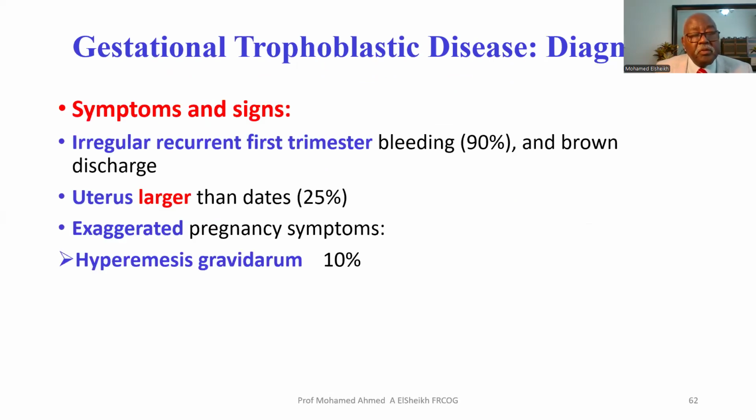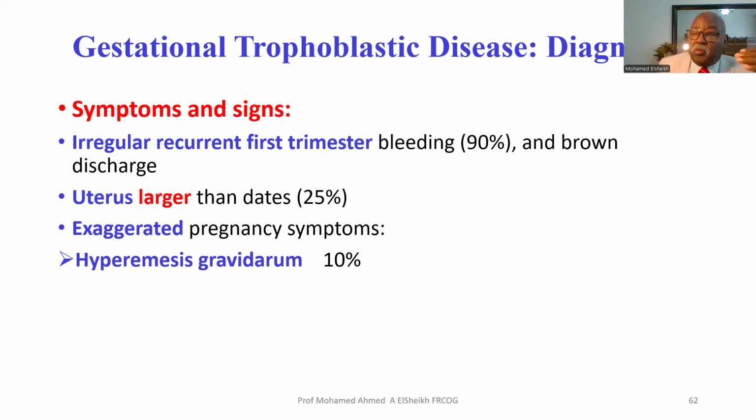Symptoms and signs of trophoblastic diseases, whether it is a complete mole or partial mole. Usually irregular, recurrent first trimester bleeding occurring in almost 90% of them, and brown discharge. So recurrent bleeding early on. Usually the uterus is larger than the dates. And you'll find that the symptoms of pregnancy are exaggerated.